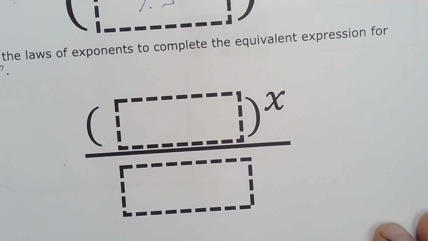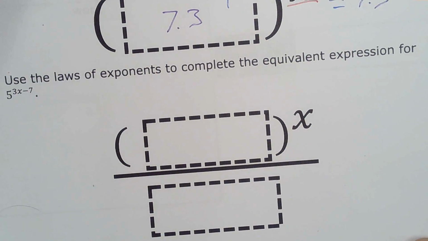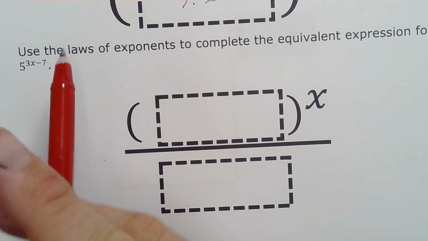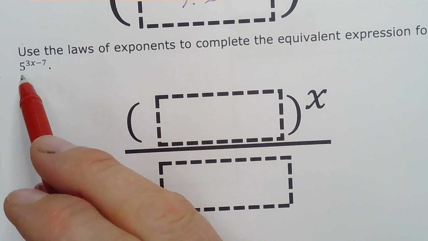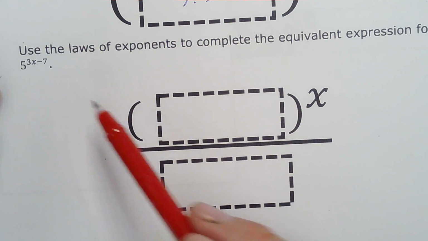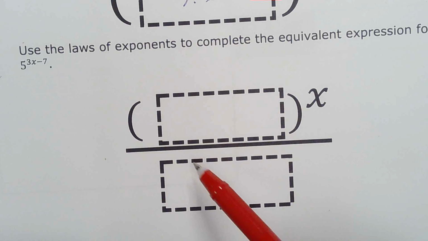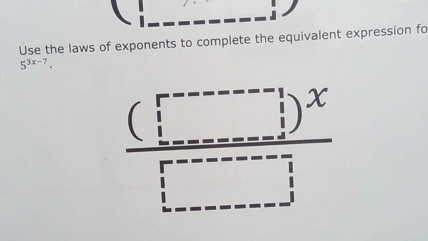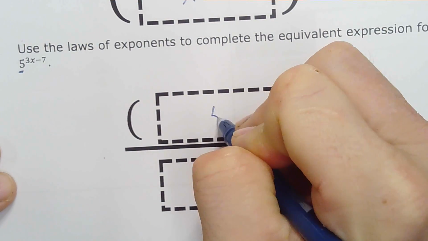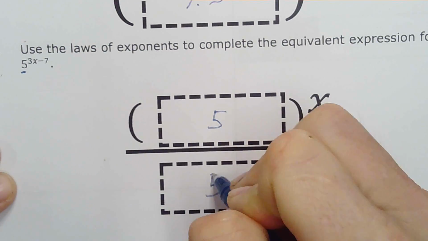Okay, and here it's saying, show the law of exponents. Use the law of exponents to show you understand how to rewrite this using the quotient rule. It's just undoing this using the law. So show the law of quotient rules in reverse. Okay, so 5 is the base, right?